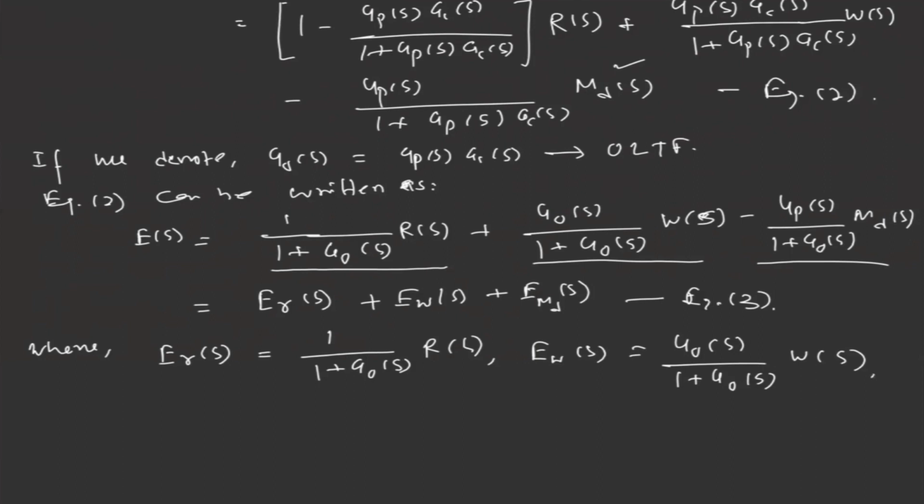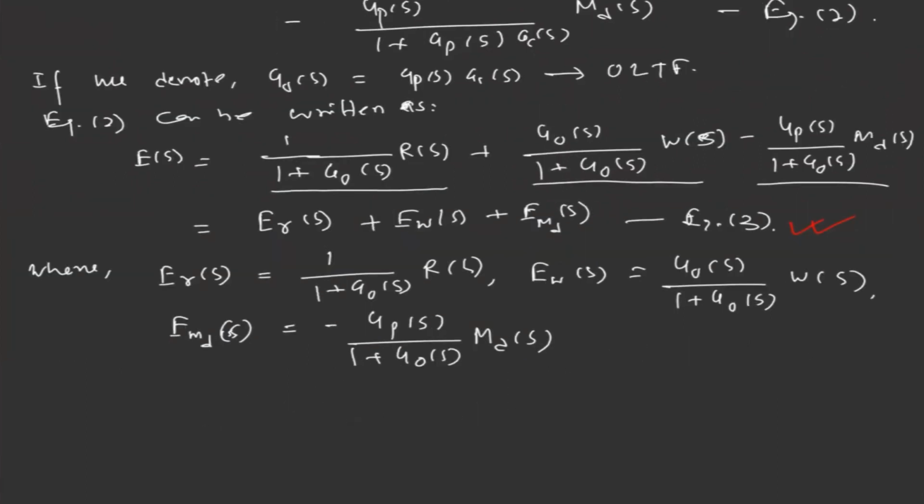And the third term, E(MD)(S), is equal to minus GP of S over 1 plus G naught of S. Now, if you'd like to write the measurement error equation, we can write now E(M)(S).